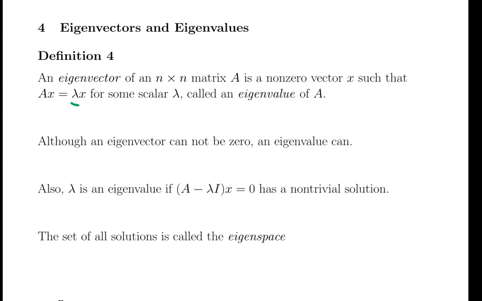So although an eigenvector cannot be zero, an eigenvalue can. You can have zero as an eigenvalue, and we'll see why in a second. Notice if I rearrange this, right, lambda is an eigenvalue if (A minus lambda I) times x equals 0 has a non-trivial solution. And then the set of all these solutions is called the eigenspace. Okay.